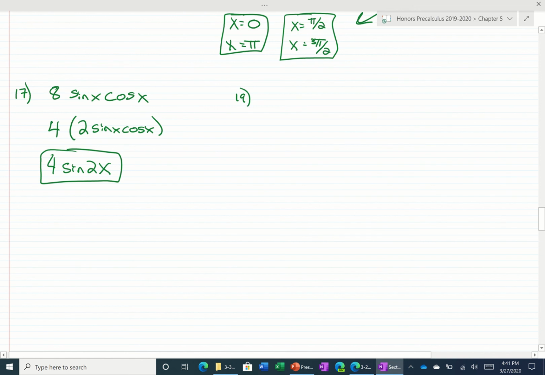And then number 19. Number 19 says 5 minus 10 sine squared of x. And if we take a 5 out, we get 1 minus 2 sine squared of x. And that should look familiar. That's just the formula for the cosine of a double angle.